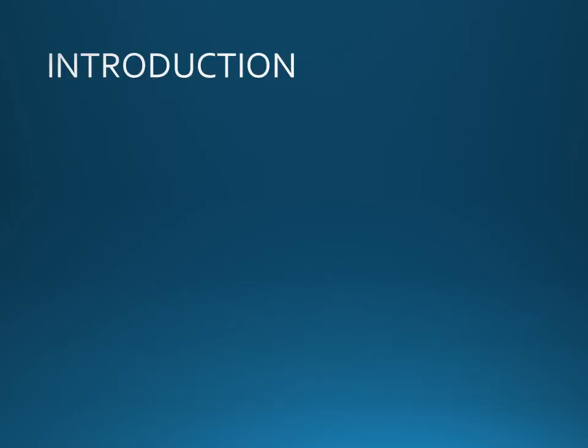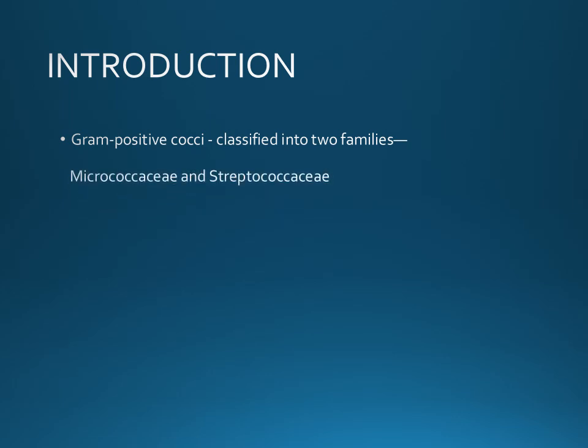Now let's start. So what is this Staphylococcus? This is a gram-positive cocci. Basically, these gram-positive cocci are mainly classified into two families, one is the Micrococci, another is the Streptococci. So the Micrococci includes Micrococcus and Staphylococcus, whereas in the Streptococci, all of the streptococcal bacteria come in that family, and Enterococcus was also there.